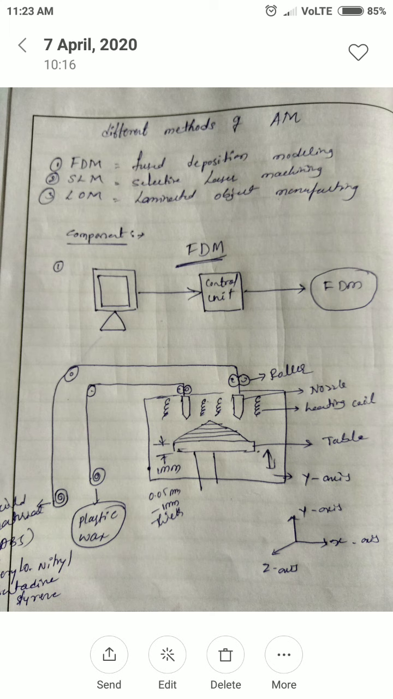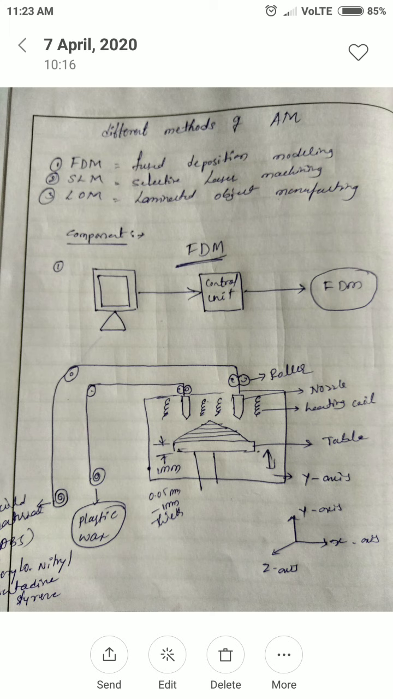I think a few things are not captured while taking the photos, but don't worry about that. I will clearly explain every part of the labels. So first I would like to explain FDM, fused deposition modeling, how it works, and how it produces the product.